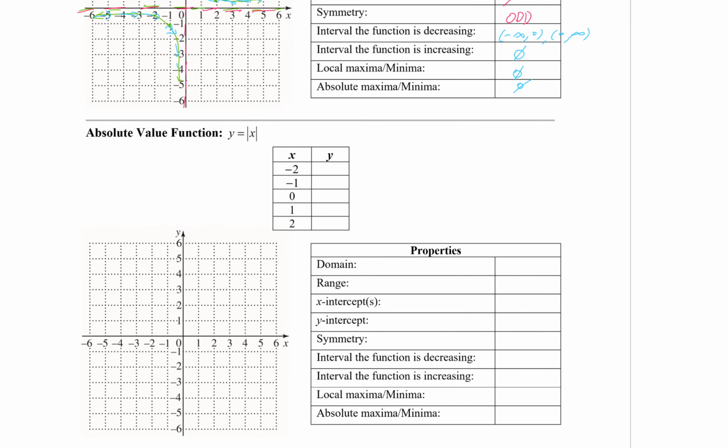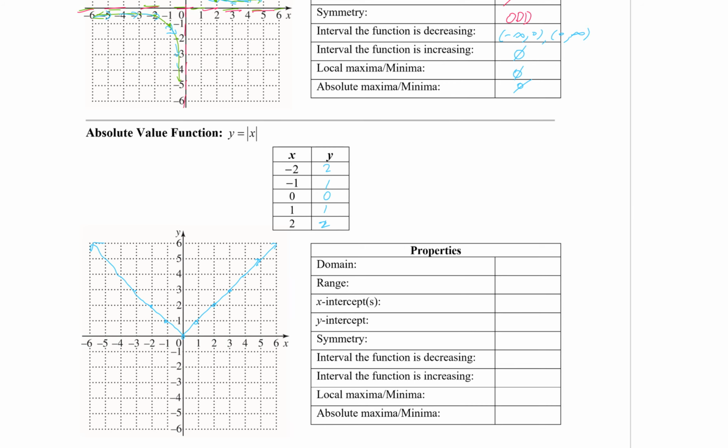Absolute value of anything is always positive. Absolute value of -2 is 2. Absolute value of 1 is 1. Absolute value of 0 is 0. 1, 1. It's just the V, guys. So it looks like this. It basically looks like the linear equation, but instead of continuing to negative, it bounces up like that. So that's the absolute value graph.